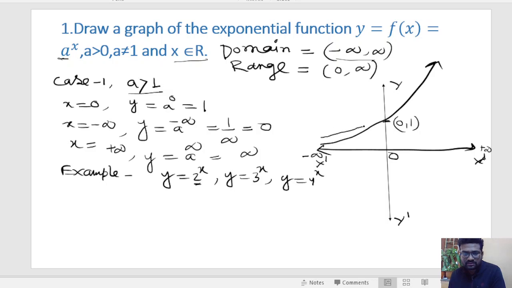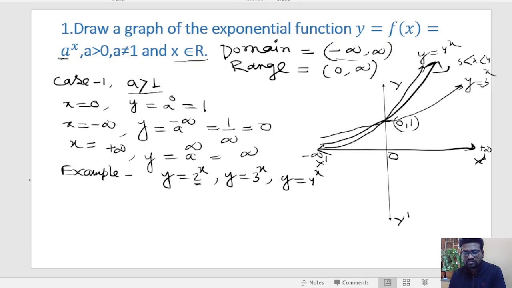Okay, and 3 to the power x, consider the function this one, and 4 to the power x, and this is the 4 to the power x. So this is y equals 3 to the power x, and this is y equals 4 to the power x, and this is where 3 to the power x is less than 4 to the power x. Okay, this is the function of a to the power x.